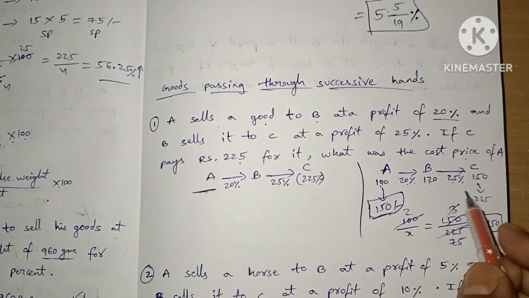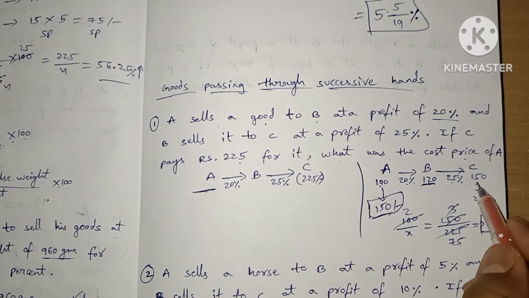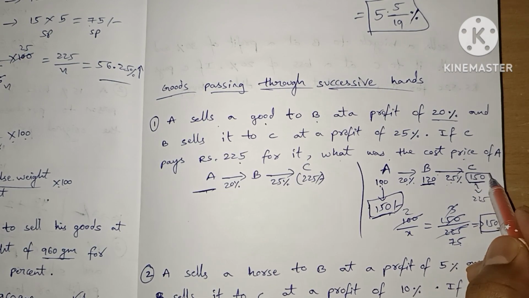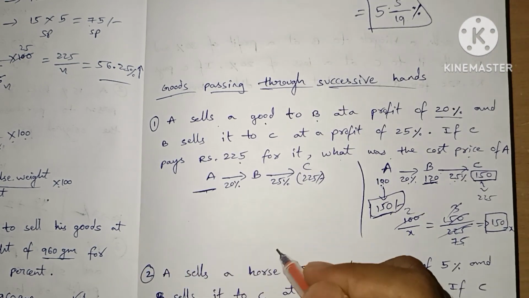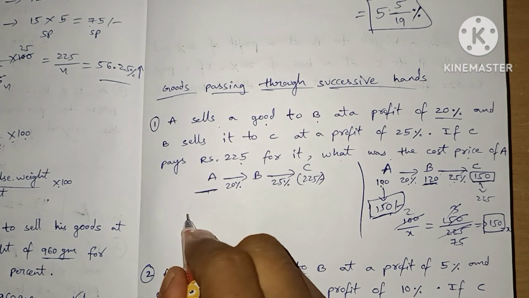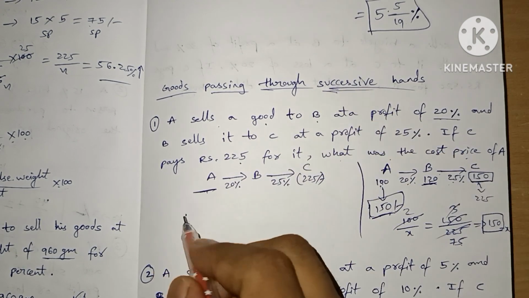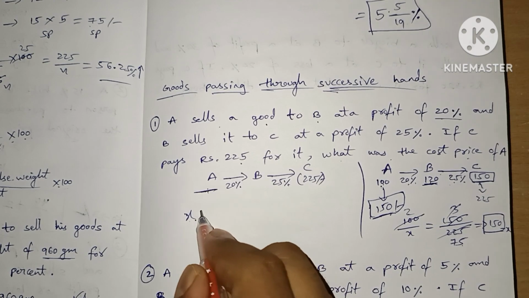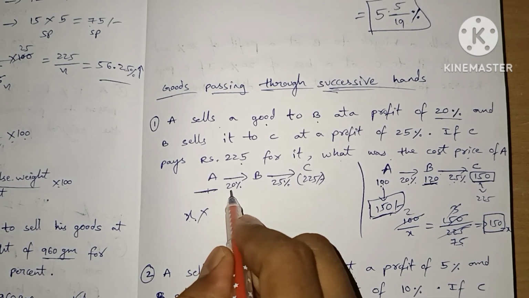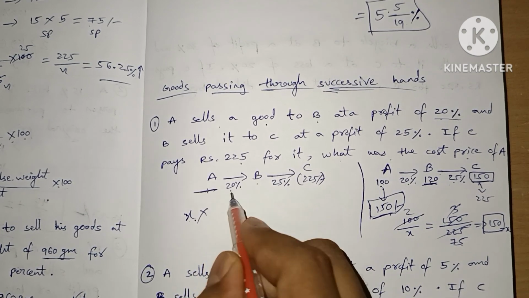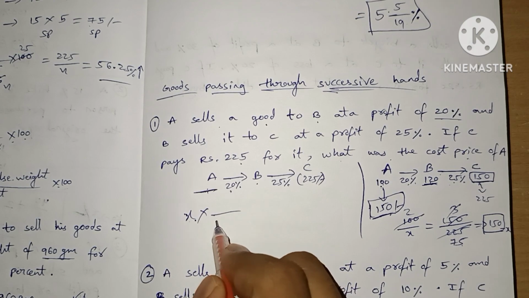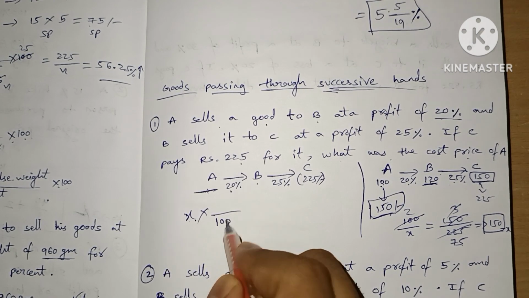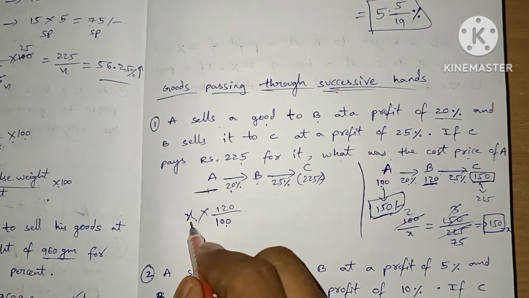This is a long process, and we cannot find this easily. So we have another method called the successive method. Successive method is nothing but: A we don't know, and we take it as X. He sells it to B at 20% profit. So at 100 rupees he made 20 rupees profit.